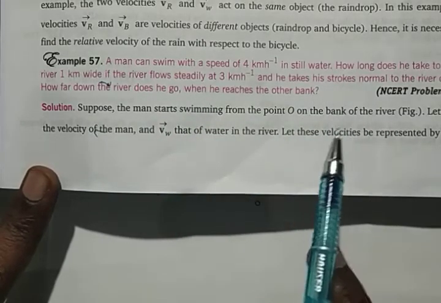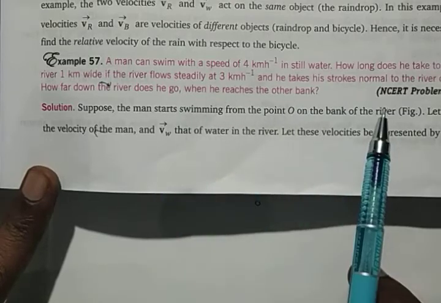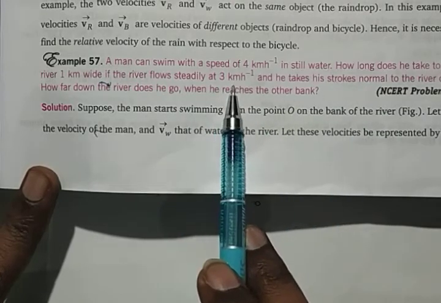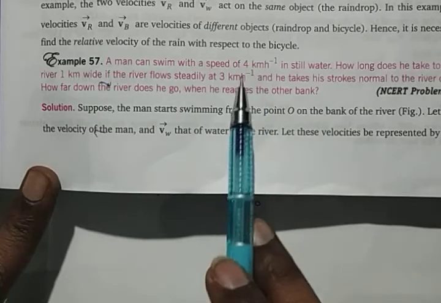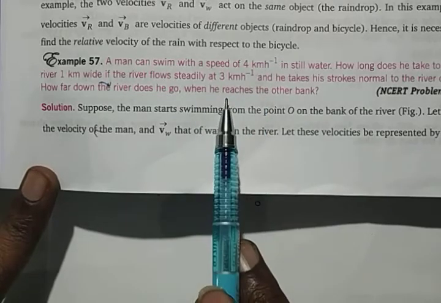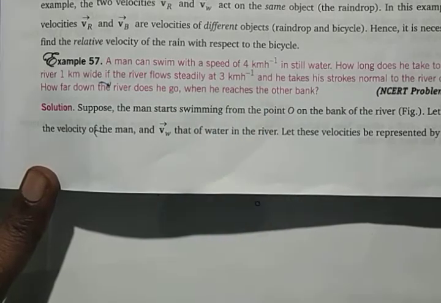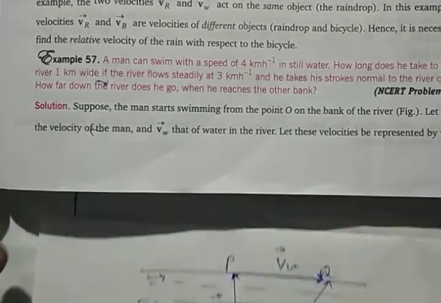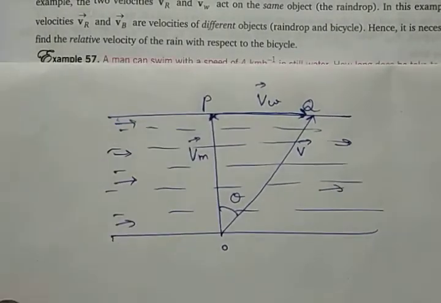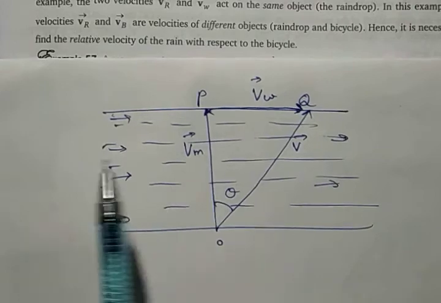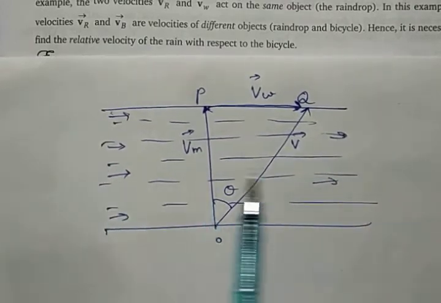So it's a very typical question where there is a flow of river with a speed of 3 km per hour and a man is heading perpendicularly towards the next bank. So we can draw a diagram like this, where the river is moving in this direction here.